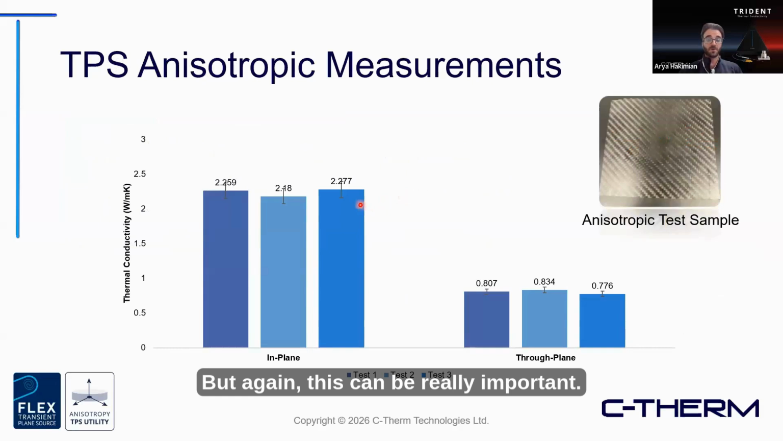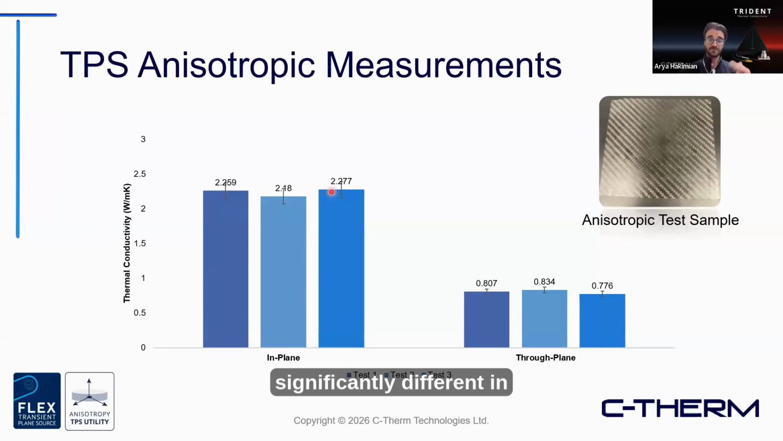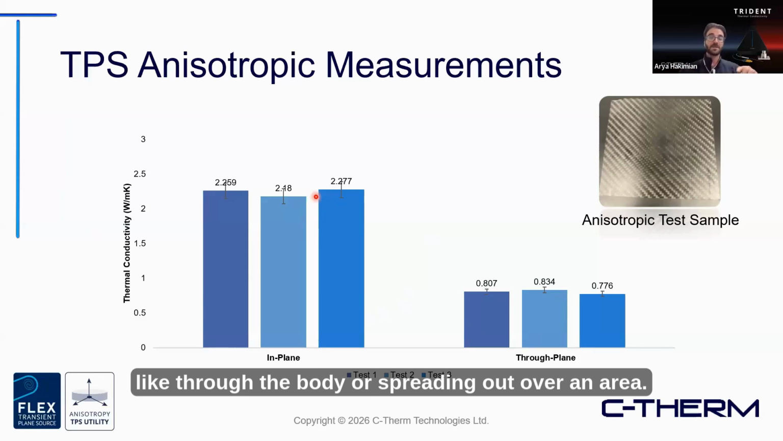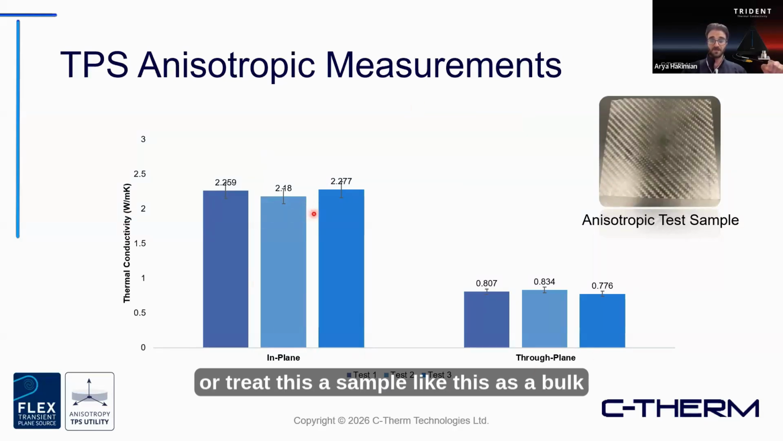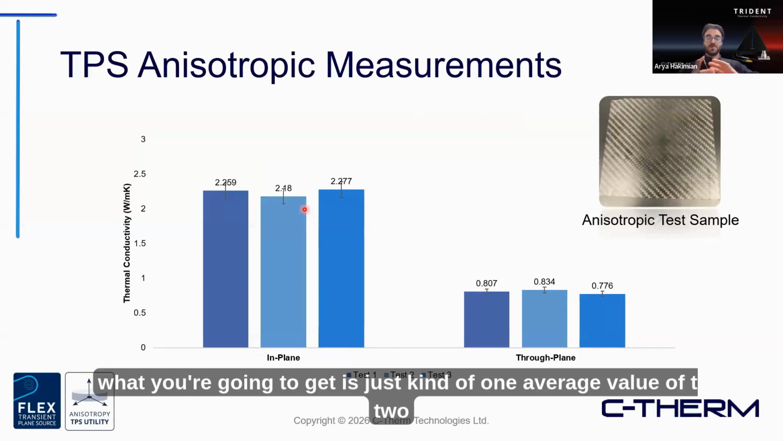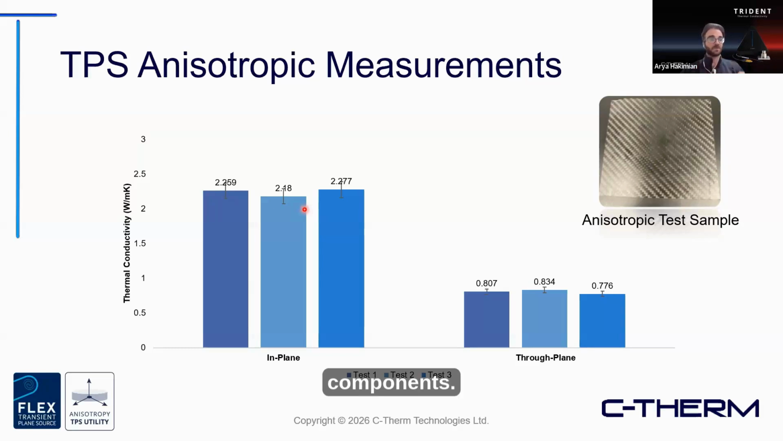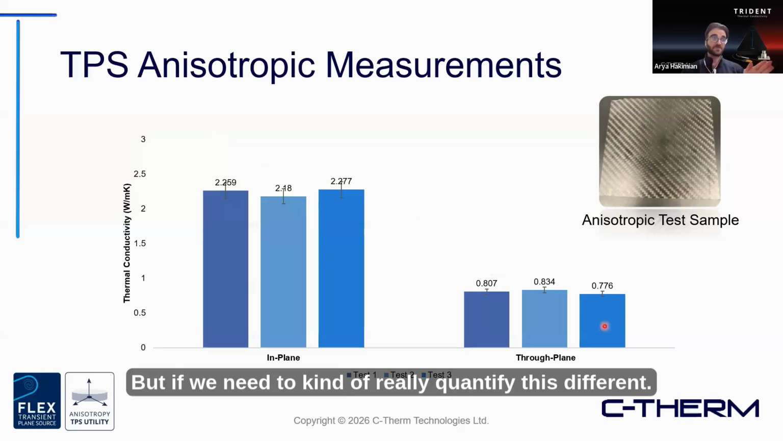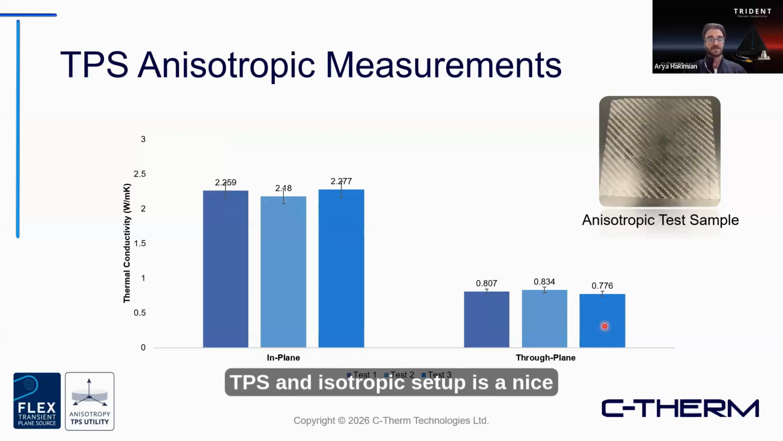But again, this can be really important because if you are dealing with a material that is significantly different in those two planes, like heat spreading out over an area versus heat transfer through the body, that can sometimes be really important to quantify. If you were to treat a sample like this as a bulk material, what you're going to get is just one average value of the two components. But if we need to quantify these different aspects separately, the TPS anisotropic setup is a nice capability to take a look at.